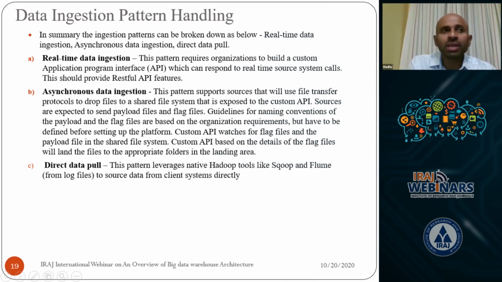Asynchronous data ingestion is where the source is dropping files into a shared drive. Why does this need to go through the custom API? Because you again need to take the metadata of those files and put it into the HBase table. Similarly, it checks for the flag files and the actual data file, the flag file details are put into the metadata, and the files are moved into the landing area. So that's the part of the API. The API is basically needed either to get the RESTful functions or to handle these metadata handling functionalities.